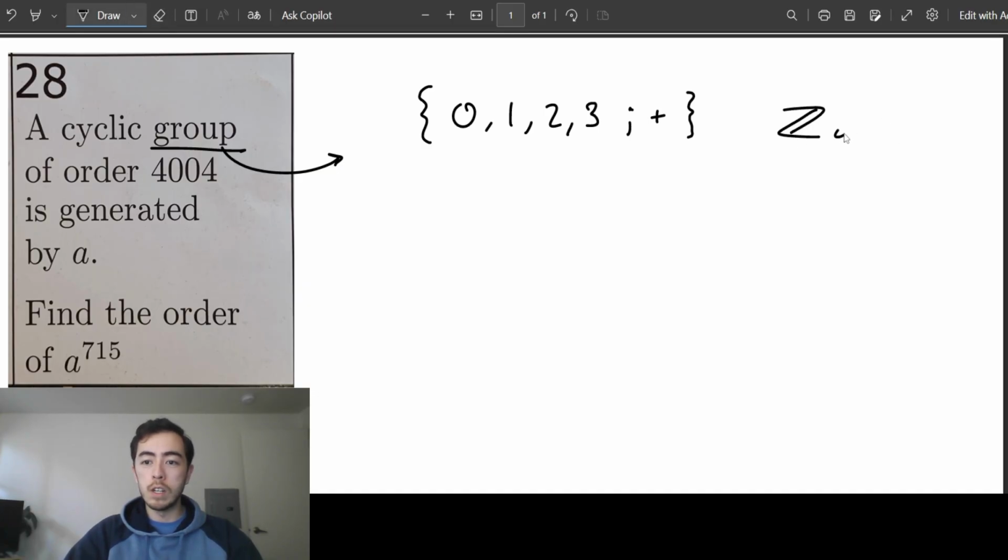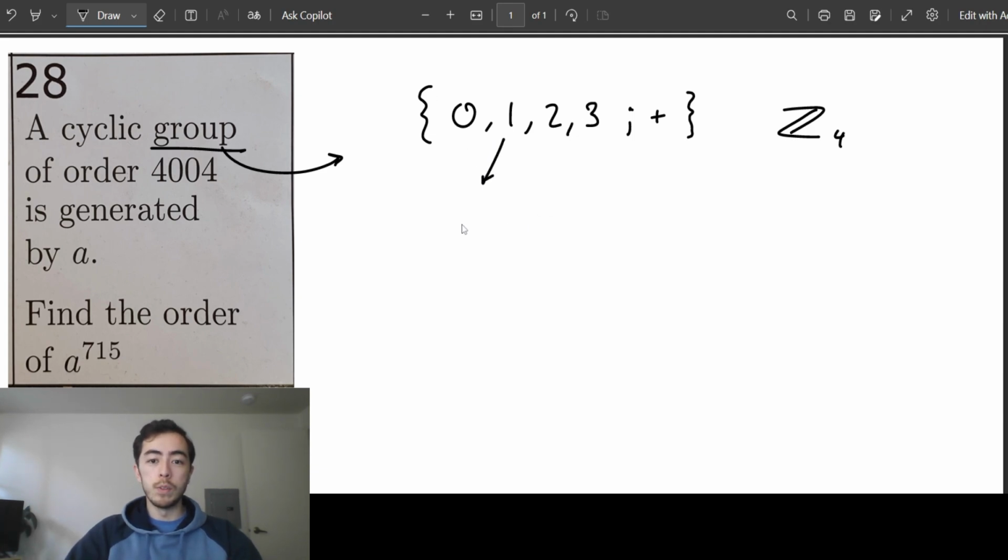Z for integers, and 4 to just mean that I have 4 elements right here. And this group is actually cyclic. A cyclic group means that we have some element, maybe more than one element, that when we compose it with itself, we will get the whole group.